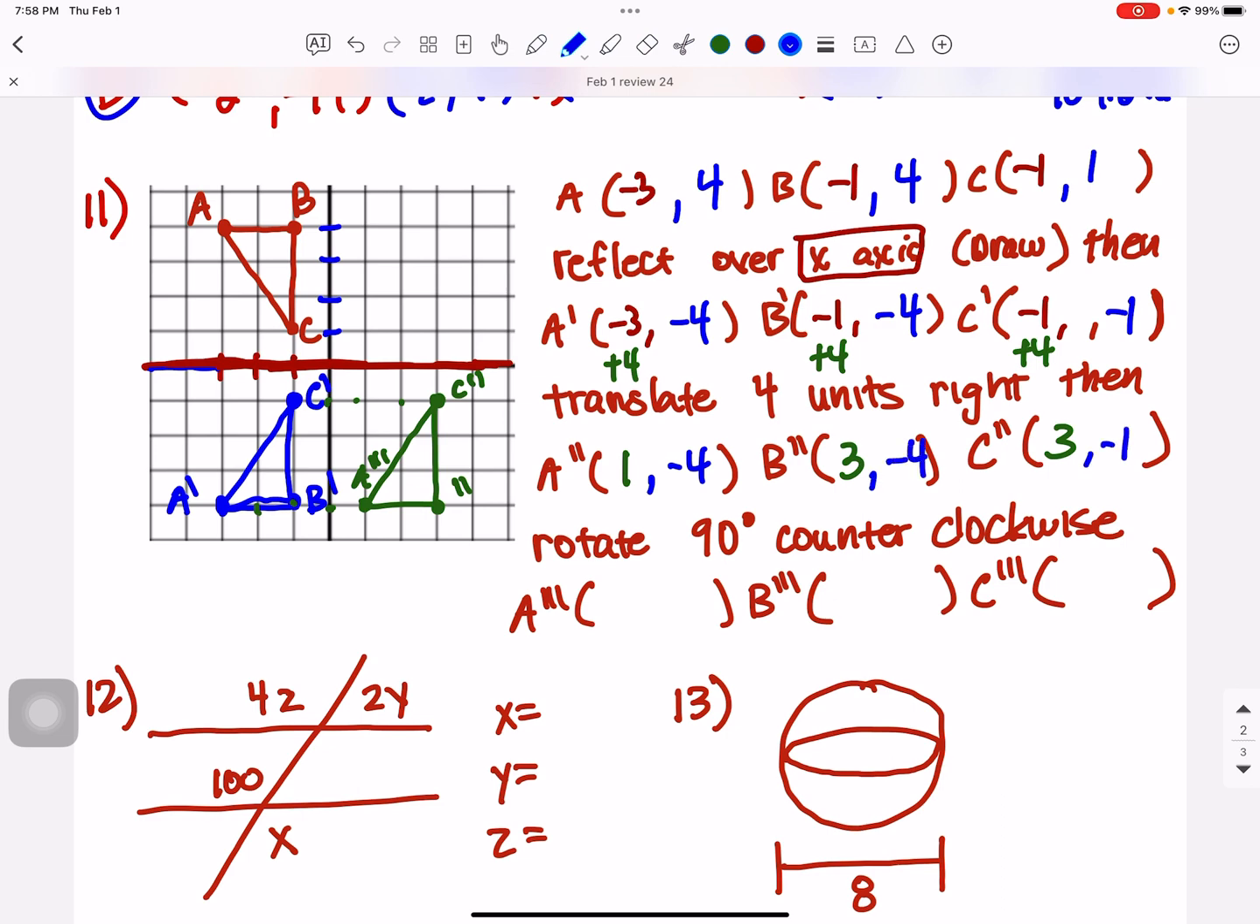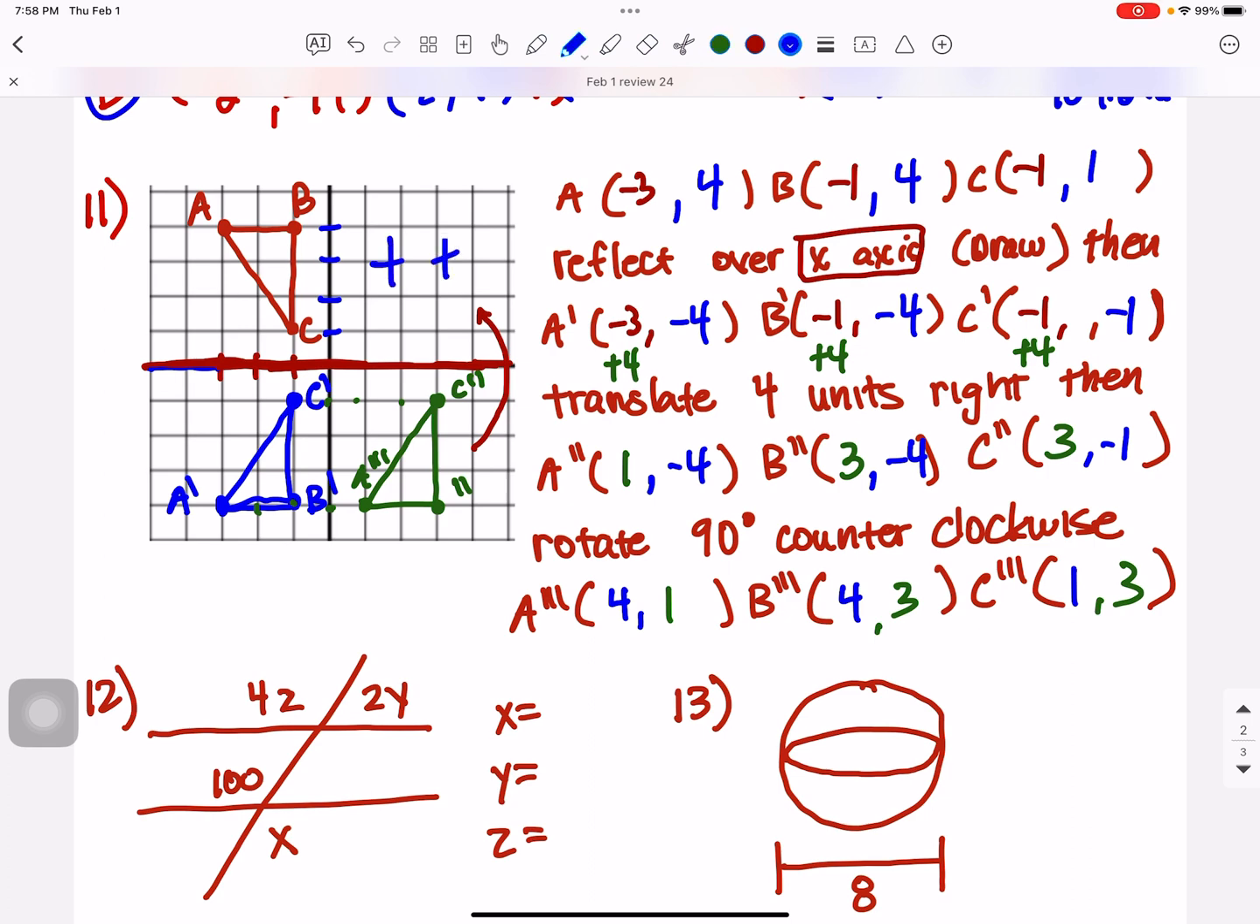Okay, then rotate 90 degrees counterclockwise. Counterclockwise is the opposite way, the opposite way of a clock. Every time you move and you have to switch a neighborhood, your whole life gets turned around, completely flipped around. So instead of a 1 and a 4, we have a 4 and a 1. We have a 4 and a 3. We have a 1 and a 3. So it's exactly backwards.